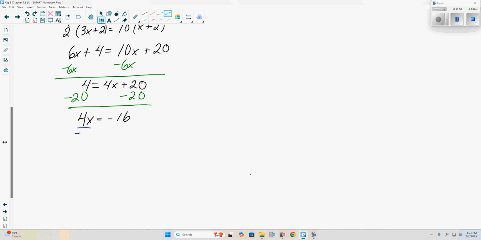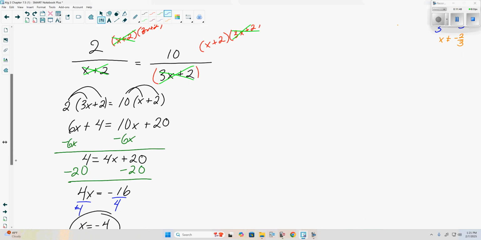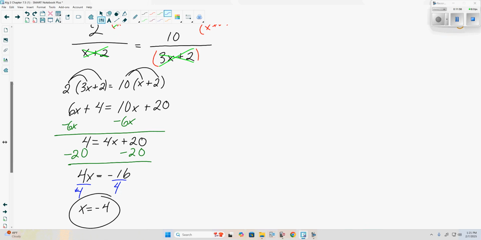Because at this point, we can divide by 4. Yes. Is that one of our restrictions? No. That's it. Questions on any of this here?